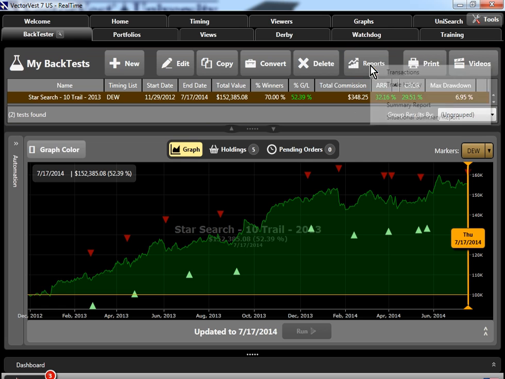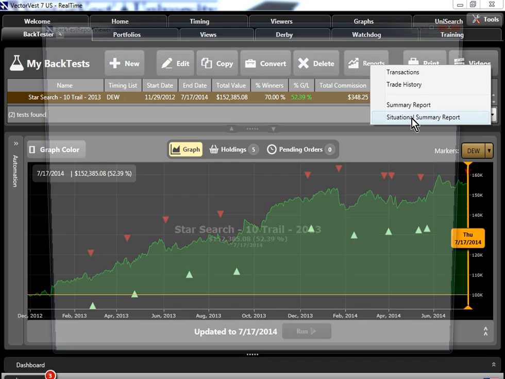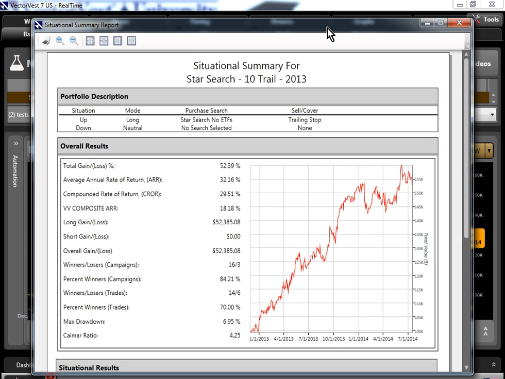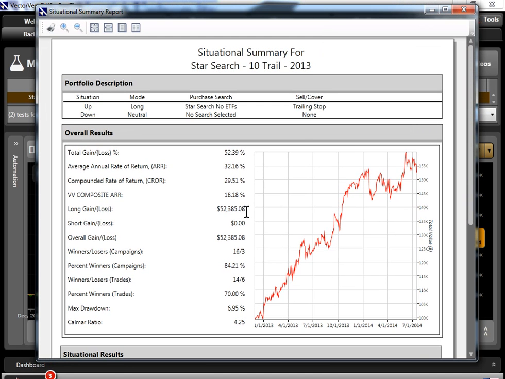If I go to reports, go to the situational summary report. Now it's here where we can compare this trading system with the overall market. VectorVest Composite went up 18% on an annual basis over that same time period. Calmar ratio of 4.25. So you're looking at roughly a 4-to-1 reward to risk ratio. Not many trades, only 20 trades total, 14 winners, 6 losers, and an 84% winning campaign percentage.